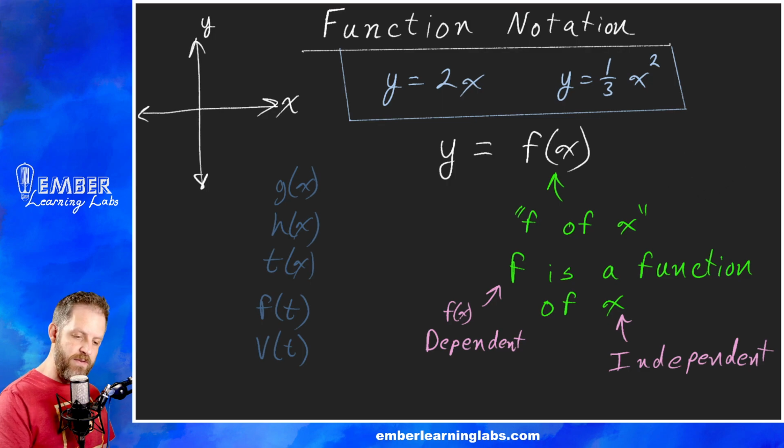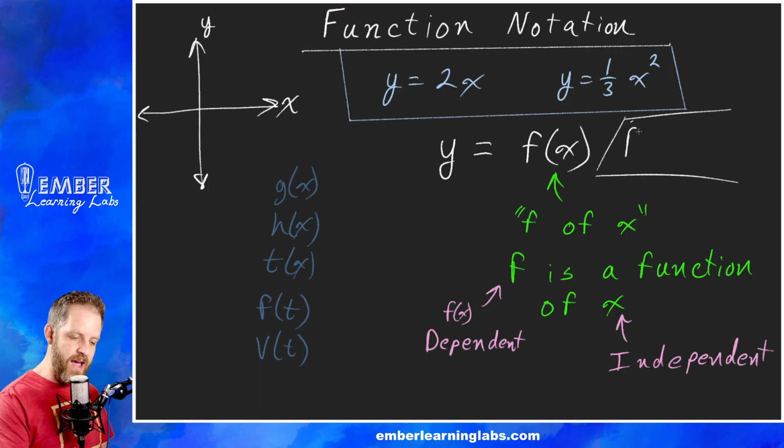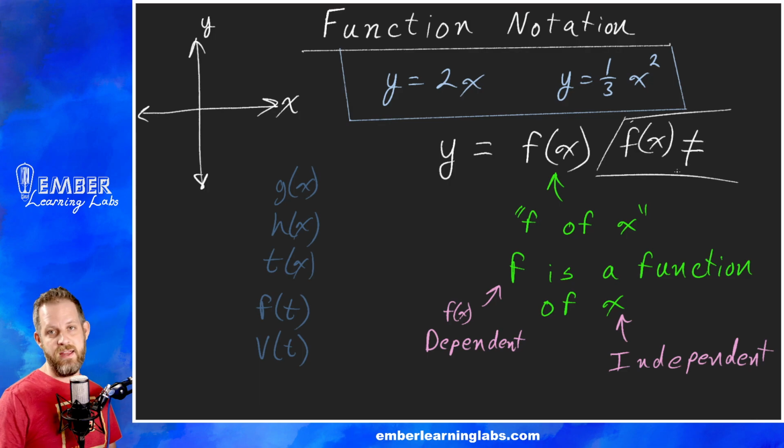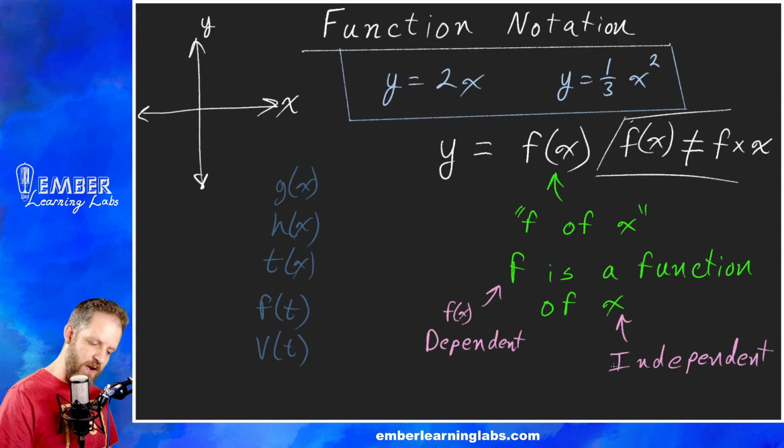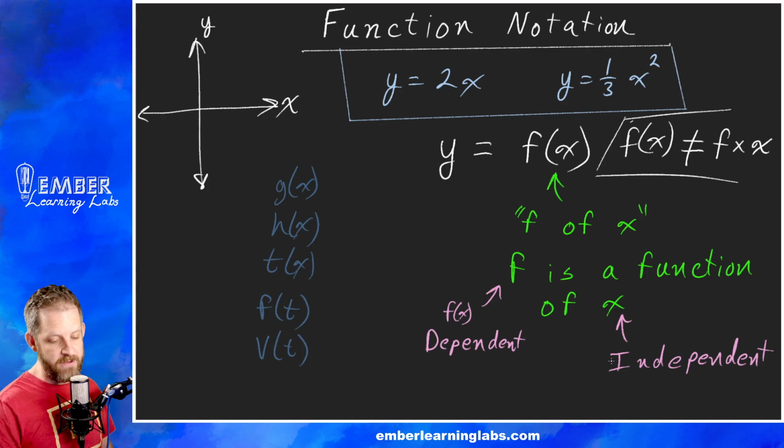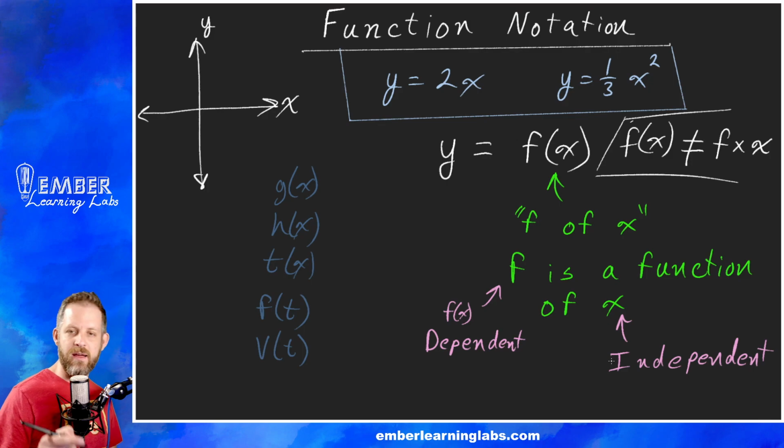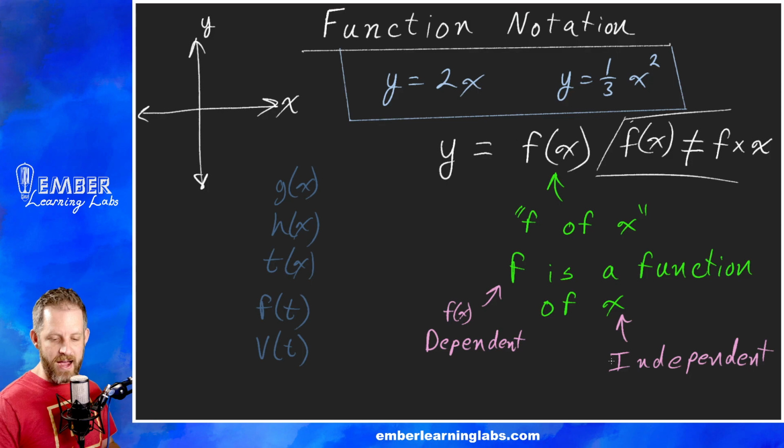And specifically, the context here: if we have f of x, this does not mean f times x. It doesn't mean that. It means f of x. It means f is a function of x. It means f of x is the dependent quantity. It means x is the independent quantity. So those are some kind of high-level bits.